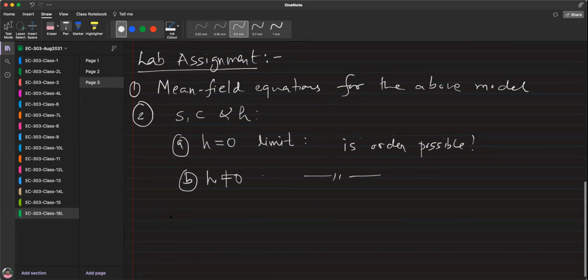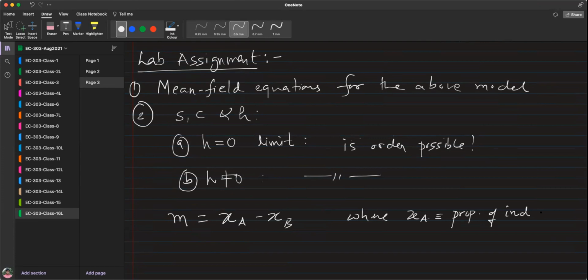Now, what is order? Let us define order as the following. M equals XA minus XB, where XA is the proportion of individuals in direction A, XB is the proportion of individuals in direction B. Is that clear?